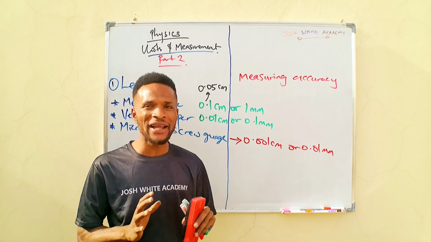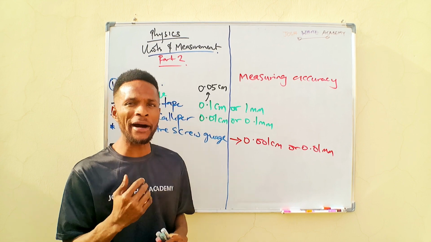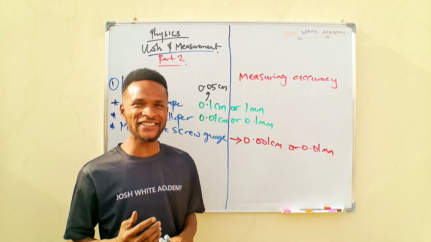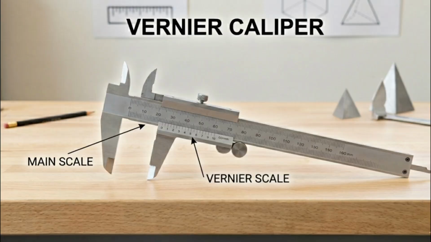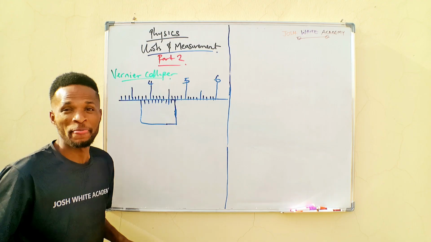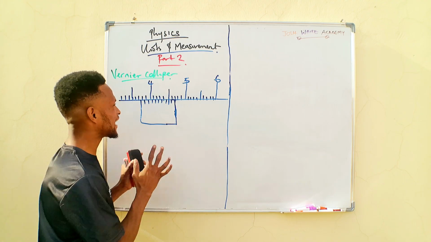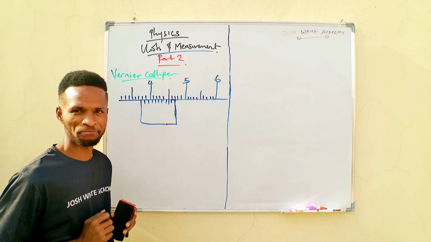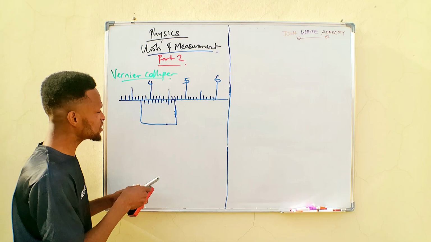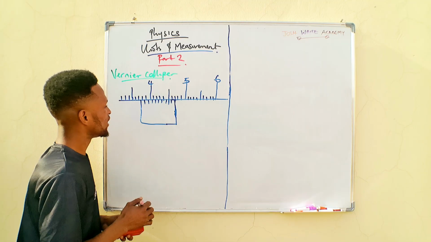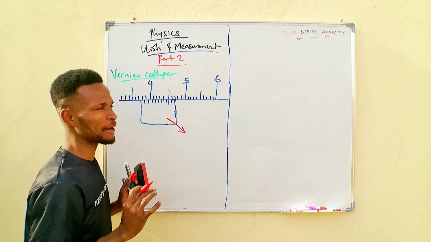So let me show you now how you can be able to take readings on Vernier caliper and micrometer screw gauge. So let's start with Vernier caliper. Okay, this is a similitude of the setup of a Vernier caliper or scale reading. So now, if you notice something from this diagram, this little scale here is known as our Vernier scale.